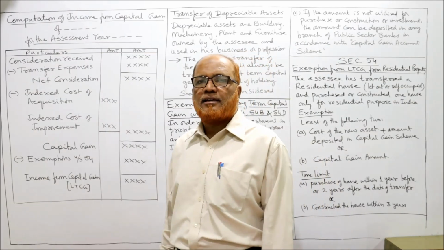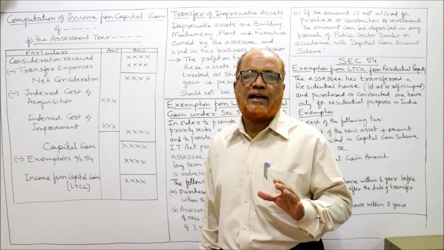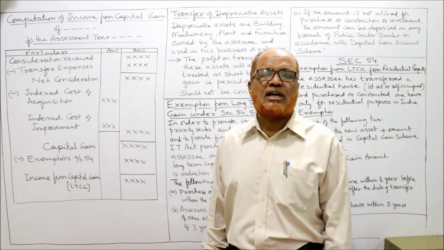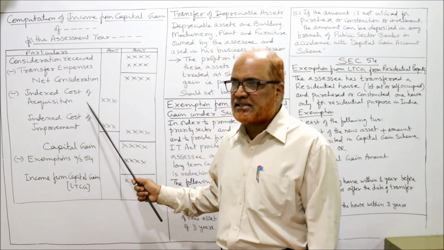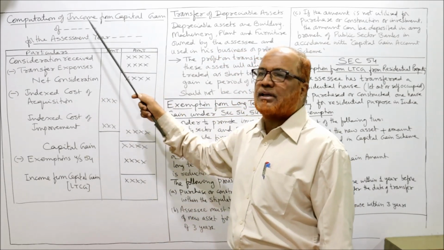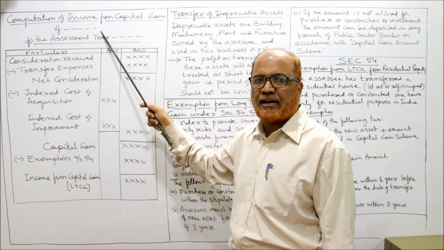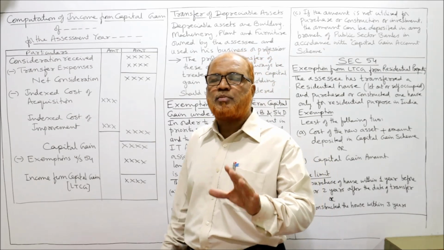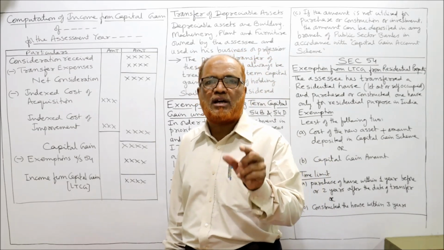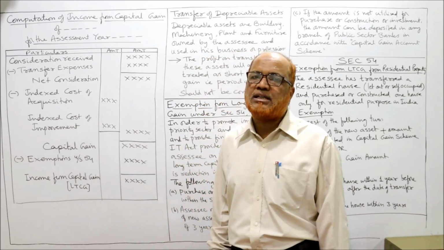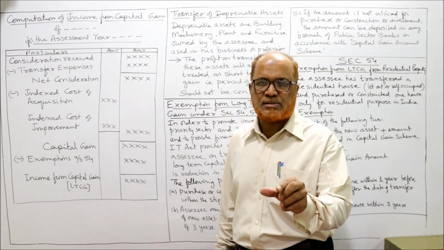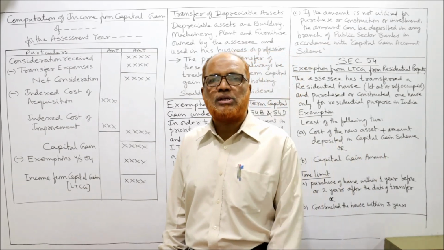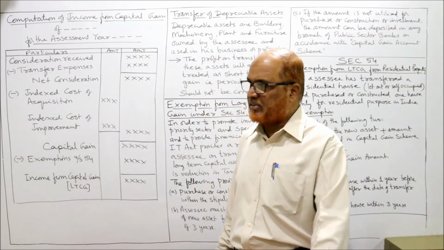Now you can see the procedure of computing the income from capital gain. The format is like this. Computation of income from capital gain of the SSC, write the name. Then for the assessment year, write the assessment year. Remember, I am explaining the provisions for the current assessment year, which is 2019-20. For this year, the previous year is 2018-2019.